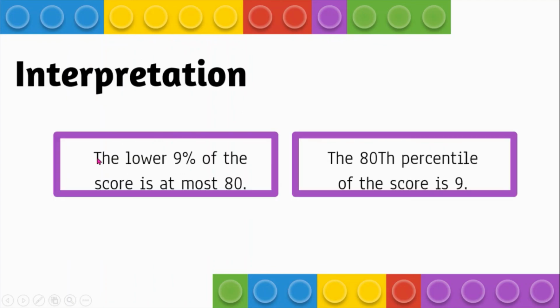So how do we interpret this? The lower 9% of the scores is at most 80, or the 80th percentile of the score is 9. So that ends our discussion for this term.